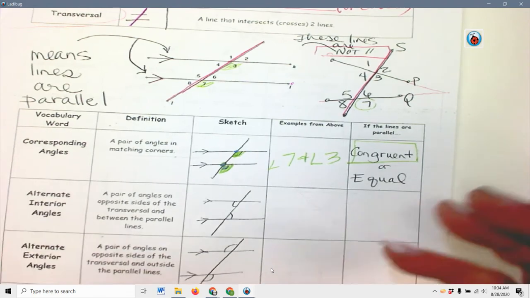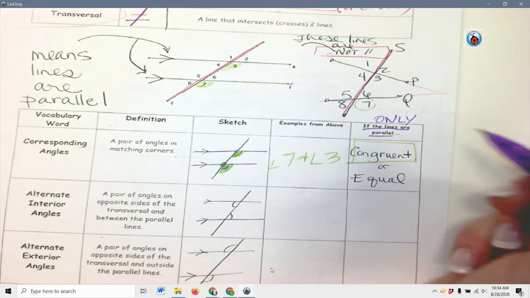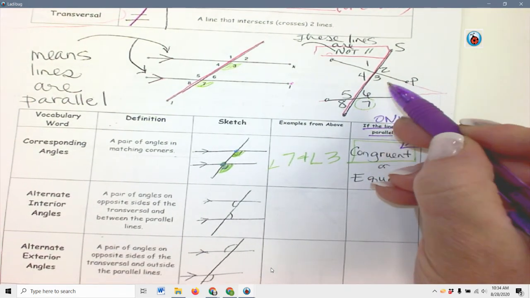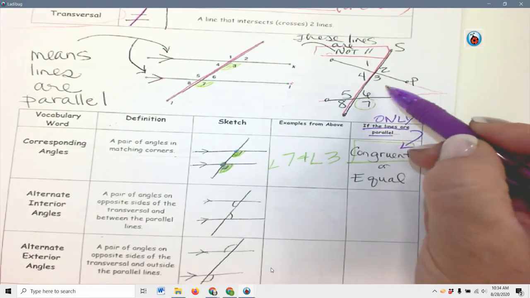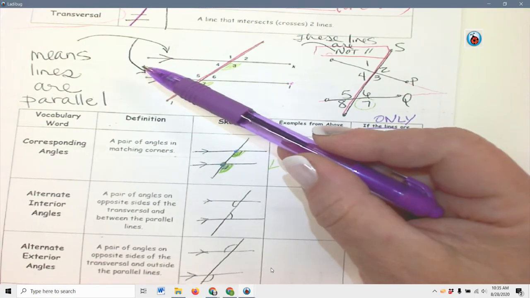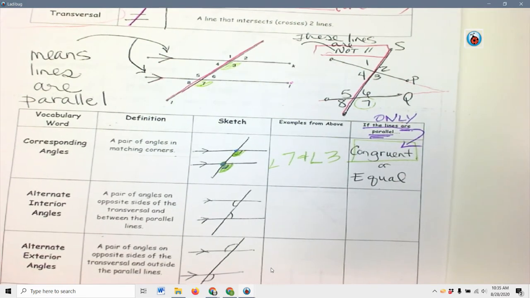But only if the lines are parallel. Only if the lines are parallel, the angles are congruent. So here 7 and 3, because the lines are not parallel, 7 and 3 are not congruent. But here, 7 and 3 are because the lines are parallel. Okay? Now, rewind this video and watch it again if you're confused, because that's a very important idea. Okay? Corresponding angles.